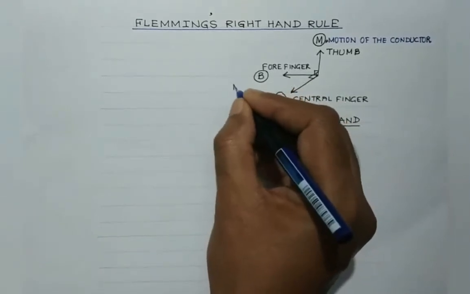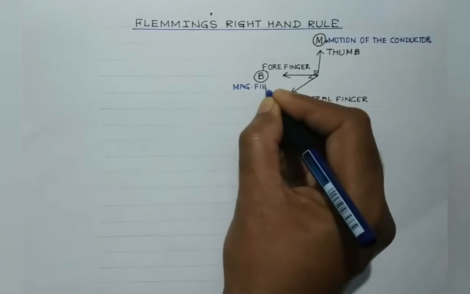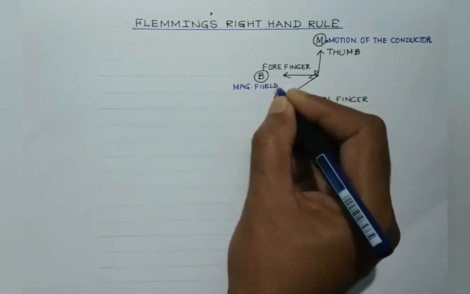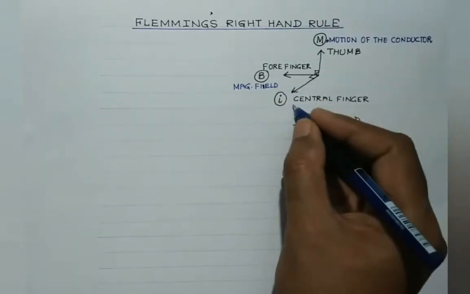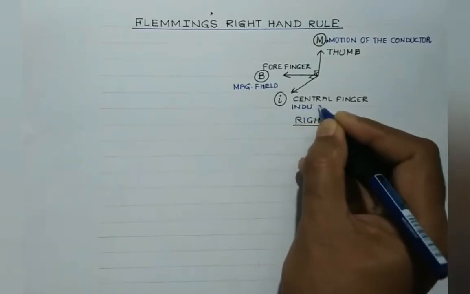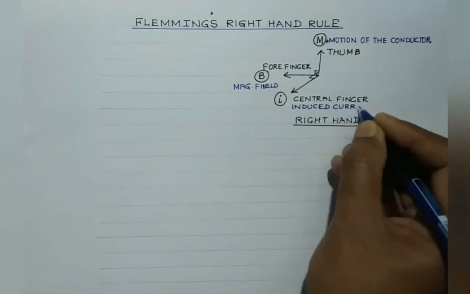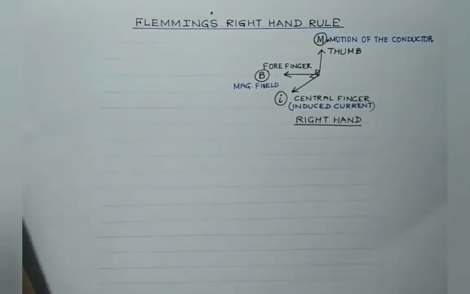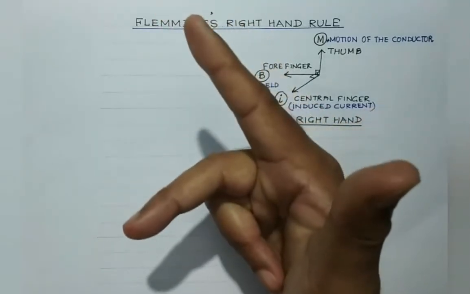B, the forefinger, represents the magnetic field, while the central finger represents the induced current. Right? So this is it. This is my right hand. This is the thumb, this is the forefinger, and this is the central finger.